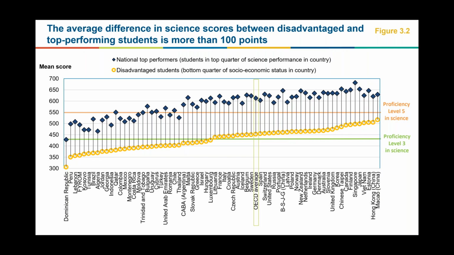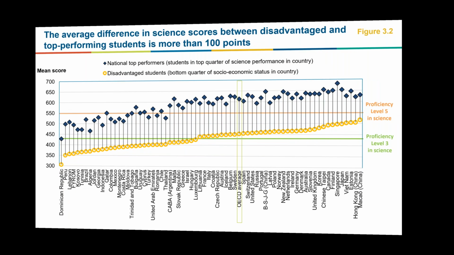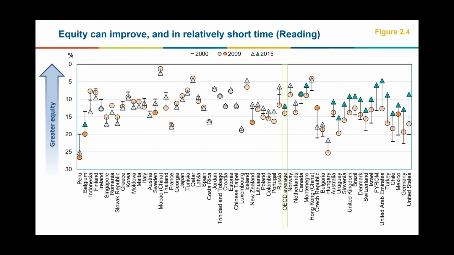But what's also interesting is that disadvantaged students perform very differently across countries. Where they go to school really matters a lot. What's also interesting is that those things are not written in stone. You have some countries on the right side where you can see that between 2000, 2009 and 2015, things have improved. There is now greater equity in the sense that student learning outcomes depend to a lesser extent on the social context than was the case in the past.